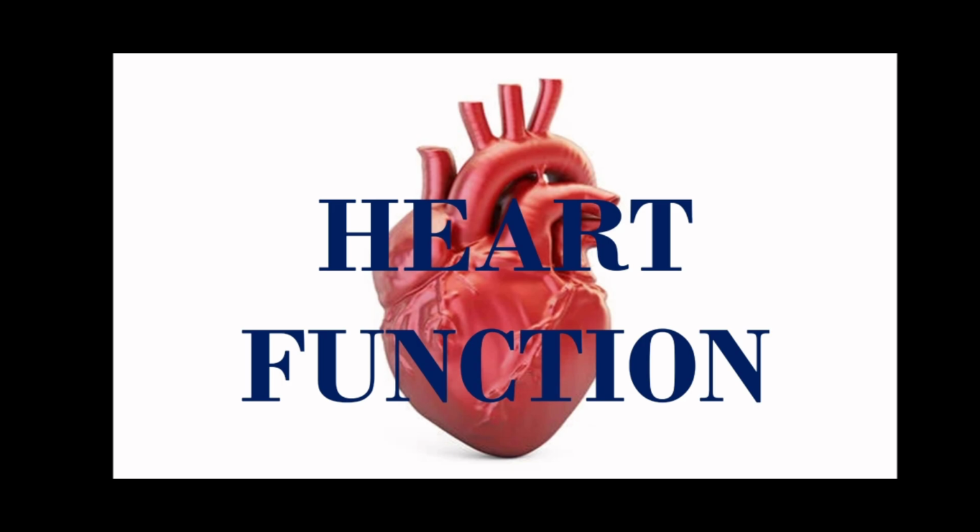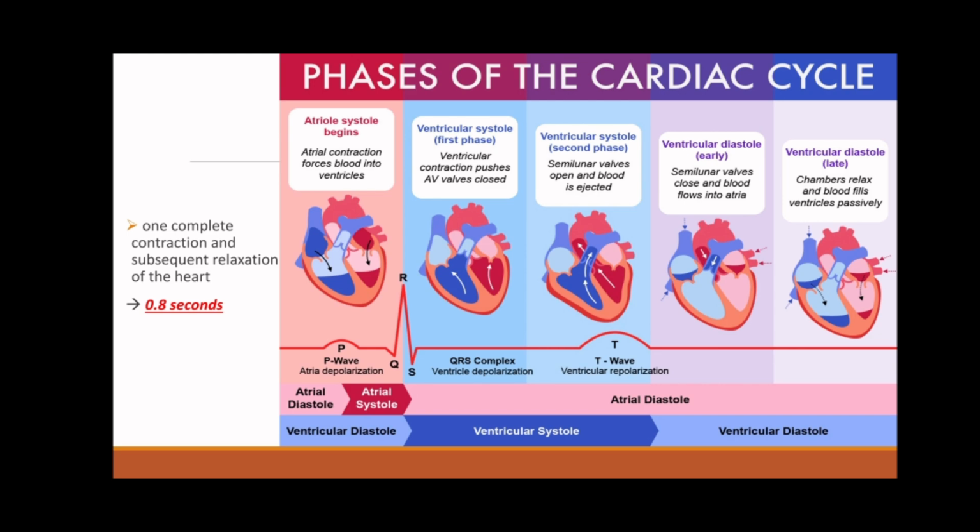Let's proceed to the heart's function. One complete contraction and subsequent relaxation of the heart lasts about 0.8 seconds and is called a cardiac cycle. The contracting phase of the cardiac cycle is what we call the systole, and the relaxing phase is the diastole.